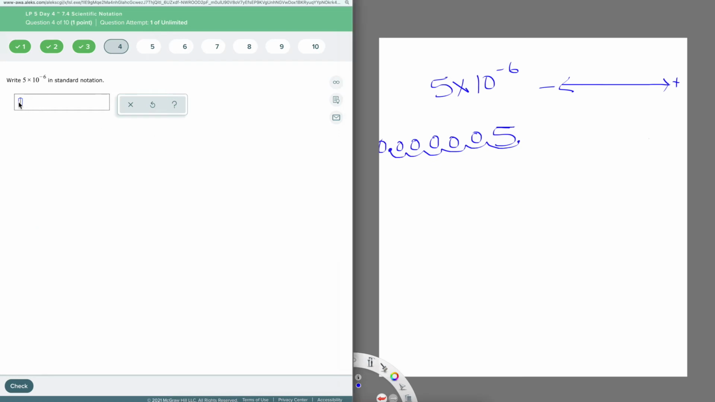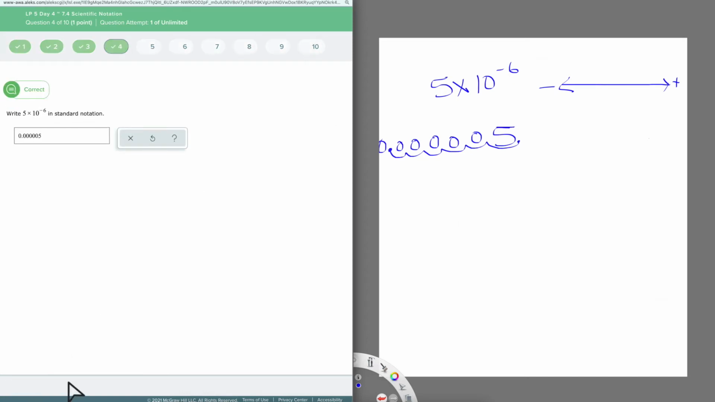So we have 0.123455, and then 5. So you notice there's not 6 zeros when I move it this way, because the 5 actually takes the place of one of those pieces. So let's go ahead and check that. Perfect.